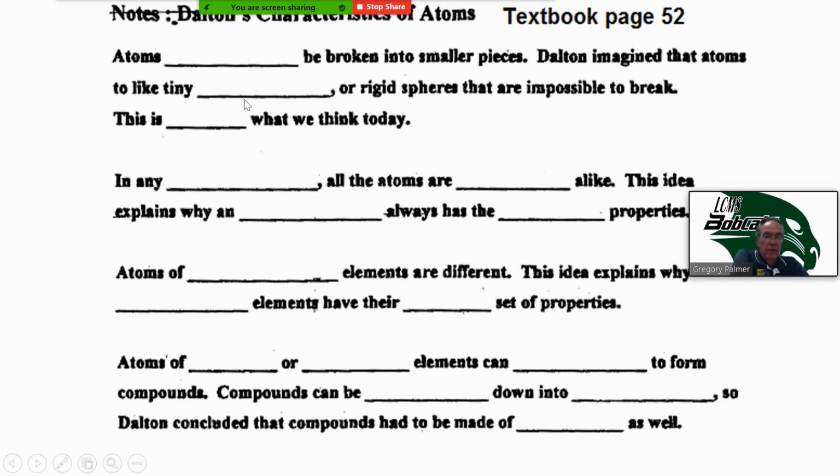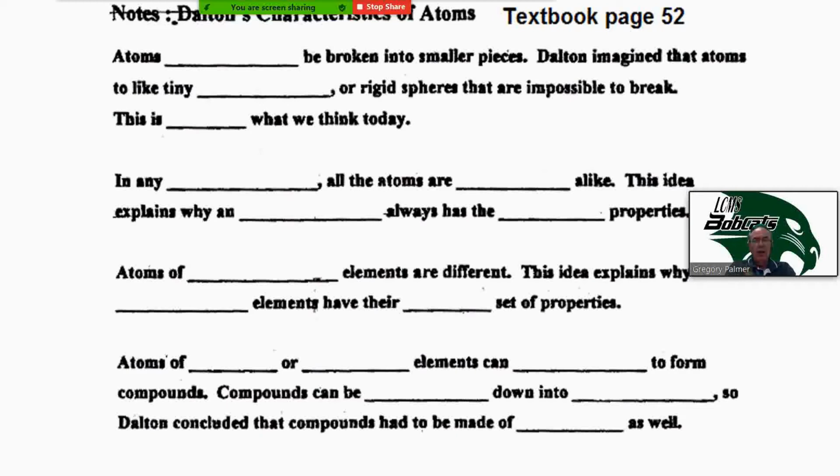Okay, so we're getting towards the end of our first unit. And one of the last topics we need to talk about is Dalton's atomic theory, or the characteristics of atoms. Dalton lived in 1800. He was born in 1744, so before our American Revolution. And he was making most of his atomic theory over 200 years ago.